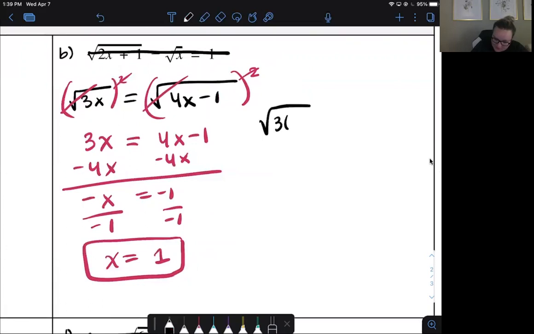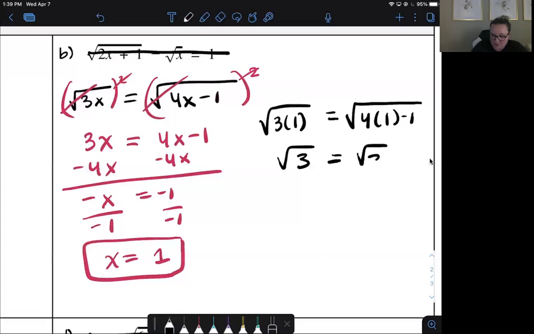And I forgot, we need to double check our answer. The square root of 3 times 1 is equal to the square root of 4 times 1 minus 1. The square root of 3 is equal to 4 minus 1, which is 3, the square root of 3. And again, we're left with a true statement.